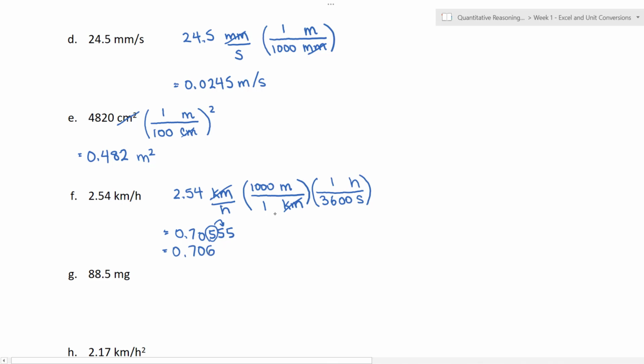Now let's take a look at our units. Our kilometers canceled out and our hours also cancel out. So I'm left with meters in the numerator and seconds in the denominator. So I'm going to write meters per second, which means that seconds is in the denominator.